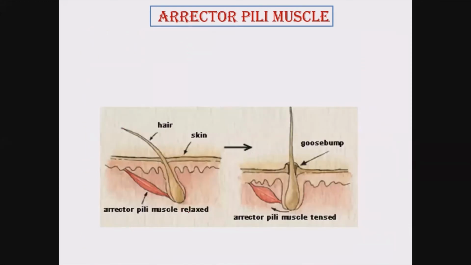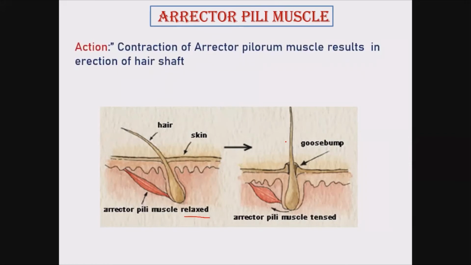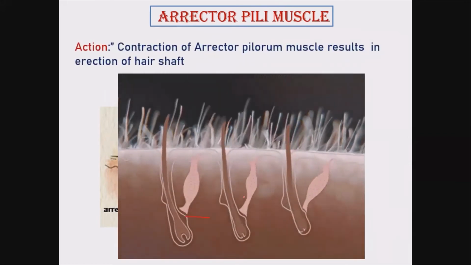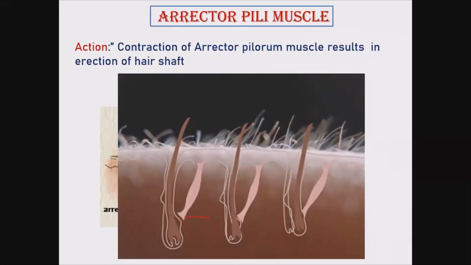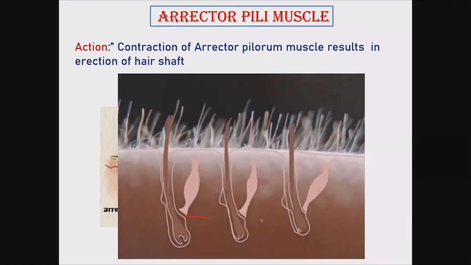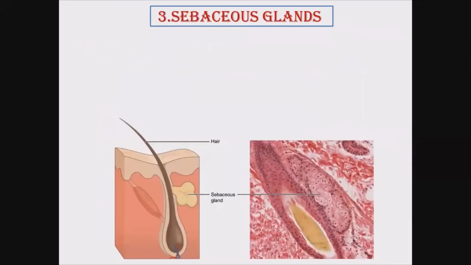Now we can see that when the erector pili muscle is relaxed, the hair is something like this. When it contracts, there will be goosebumps, erection of the hair shaft. So this is the action we can see when it is contracting: the hairs are becoming straightened. Erection of the hair follicles.